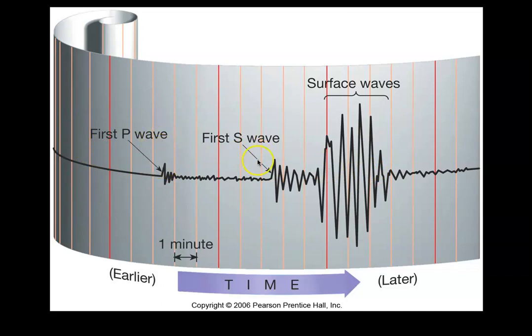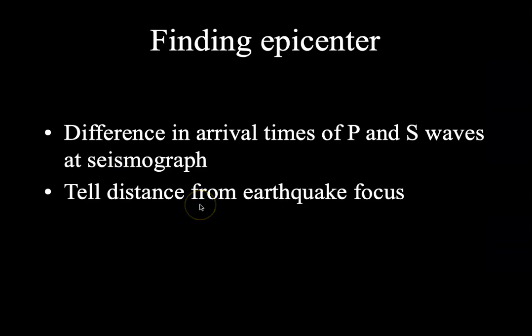What's neat about P waves and S waves here on a piece of paper is they can tell you how far away you were from the earthquake. You might notice that every line here represents 1 minute, so keep that in mind. We're going to use that seismograph to find the distance from wherever you are to the earthquake.